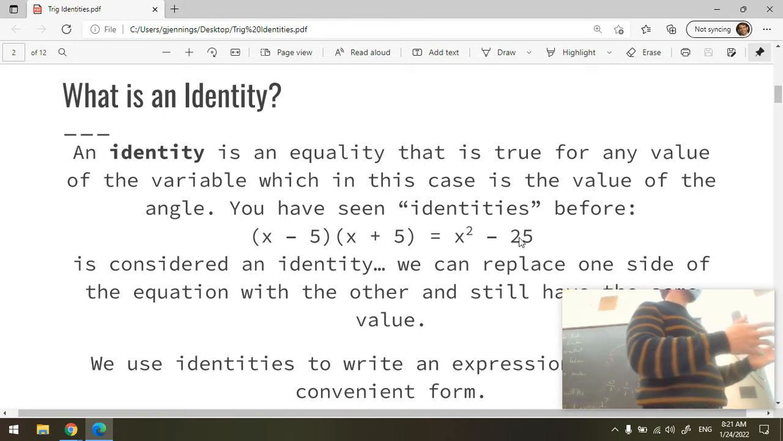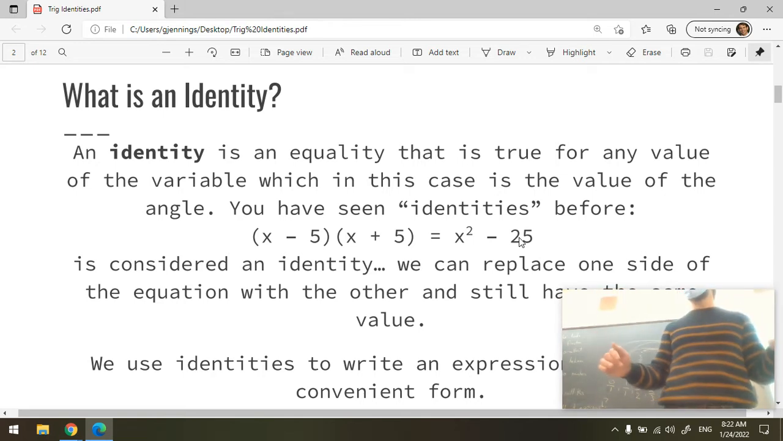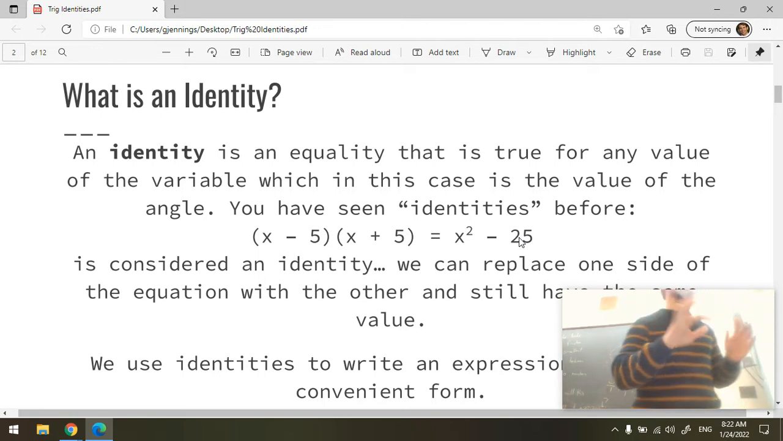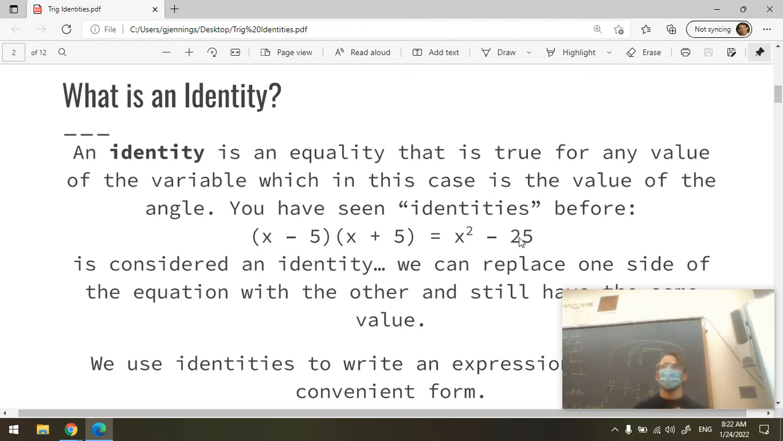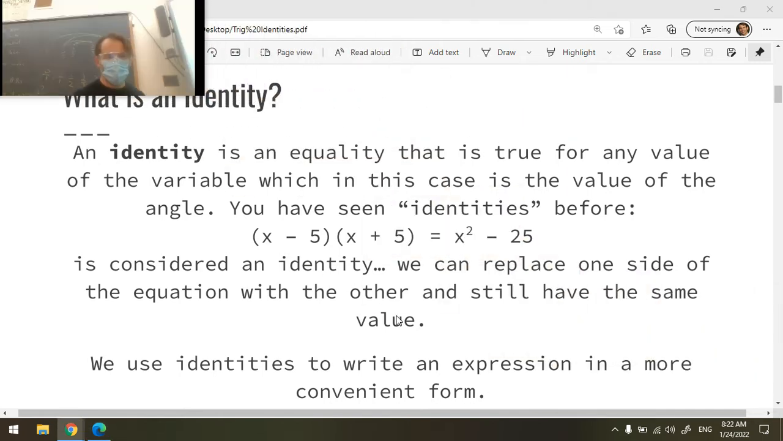And I can show that they're the same for a variety of different x values, but that's not exactly proving that they're the same. I can prove that these are the same with algebra by factoring x squared minus 25 as a difference of squares, and then I do get x minus 5 times x plus 5. Okay? So that's one example of an identity. We can replace one side of the equation with the other, and we still have the same value.